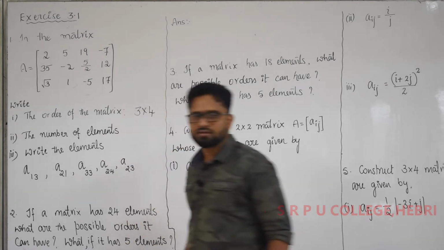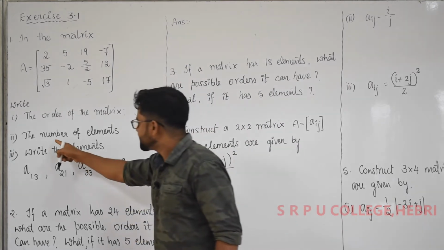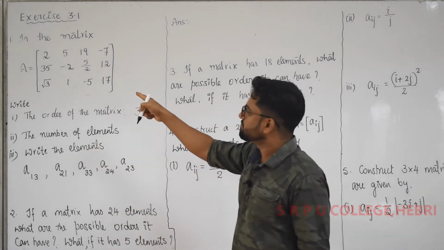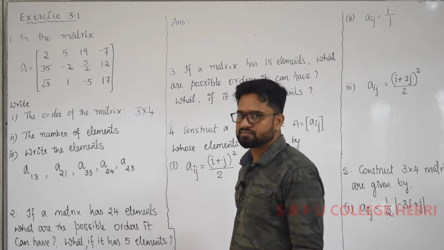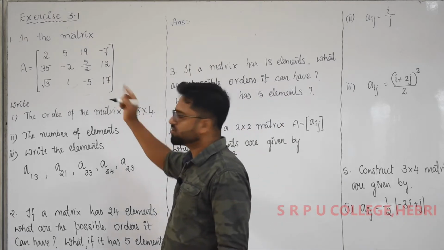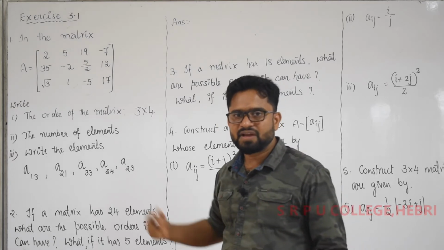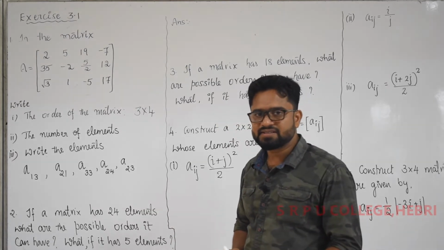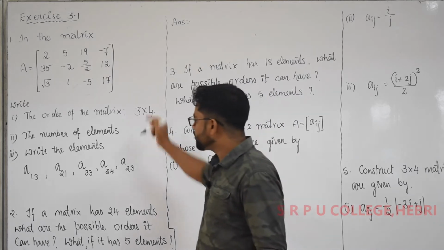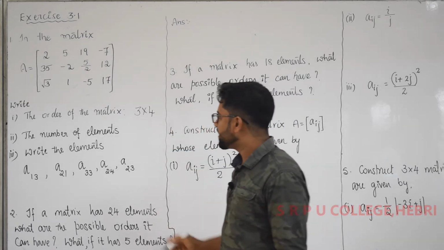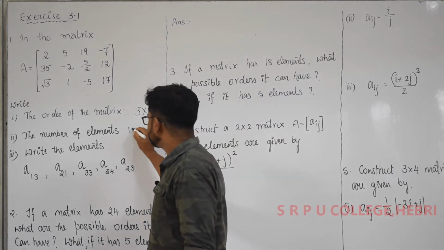Okay. Next question is the number of elements in the matrix. How many elements are there? Okay. Number of elements. Suppose matrix is of order m by n. Number of elements of that matrix is m into n. Here order is 3 cross 4. So, elements are 3 into 4, that is 12.